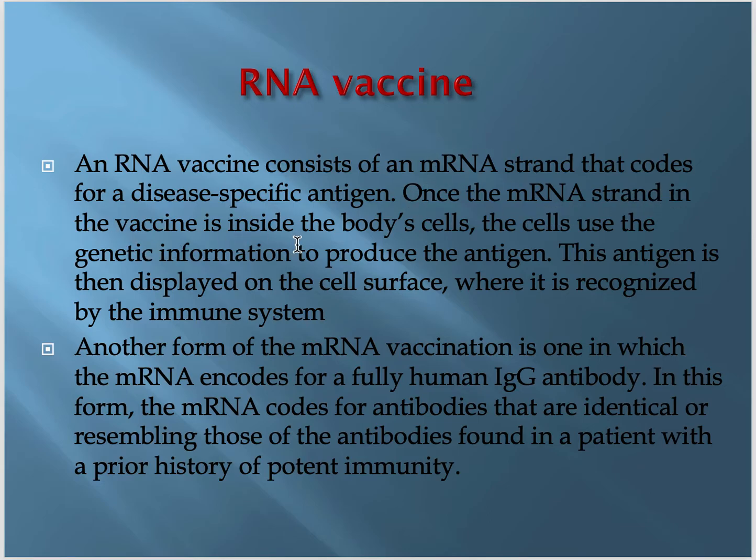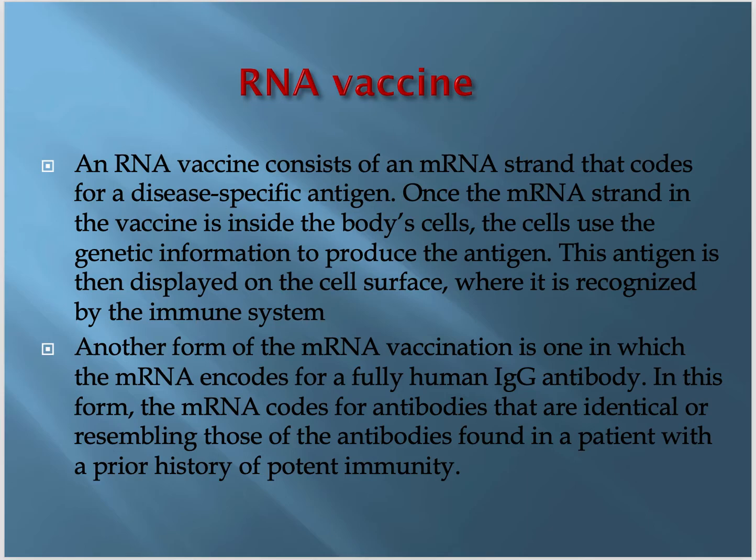Once the messenger RNA strand in the vaccine is inside the body cell, the cells use the genetic information to produce the antigen. This antigen is then displayed on the cell surface, where it is recognized by the immune system. This is the overall mechanism by which RNA vaccines work.